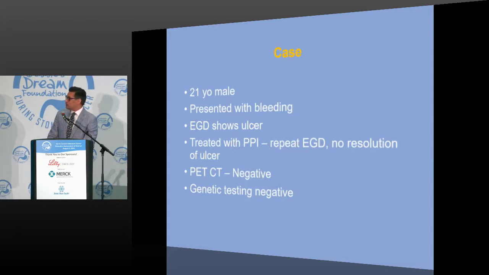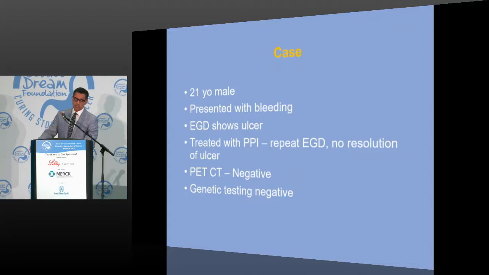So I'm going to show you a short video. This is a 21-year-old male, a very young patient who initially presented with bleeding from his stomach. He had a scope, and that showed an ulcer. They stopped the bleeding. He got better. They gave him an acid blocker to try and heal the ulcer.